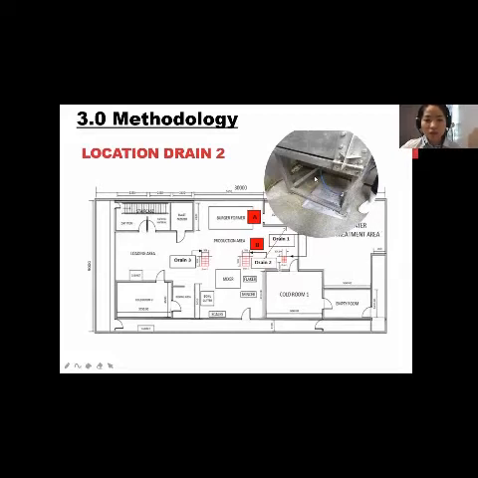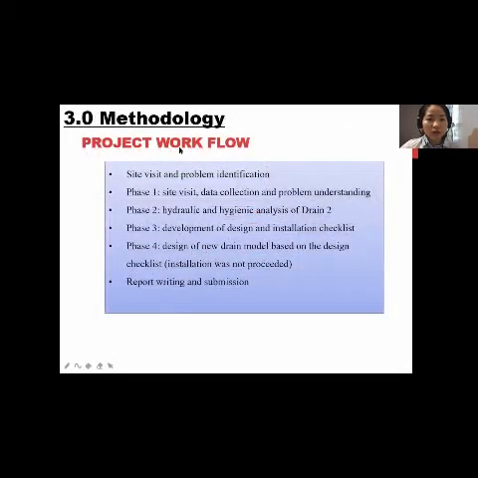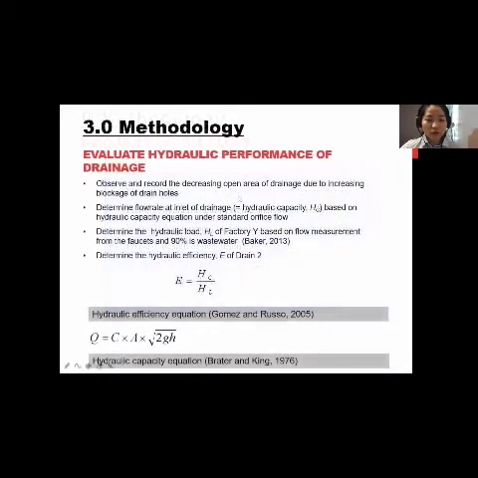And this is the floor plan of Factory Y, where the location of the drain tool is under the flaker machine, which produces a large amount of wastewater, and points A and B in red represent the severe flooding points. And this is my project workflow. And I use these two equations, the hydraulic efficiency and hydraulic capacity equation, to measure the hydraulic performance of the drain tool in Factory Y.